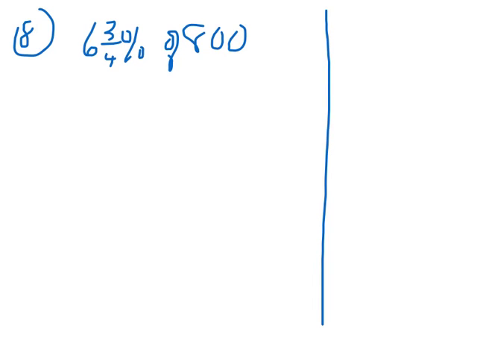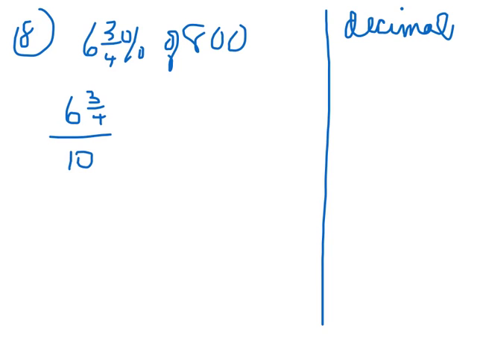8, the problem was 6 3/4% of 800. Okay. Now, I'm going to do this with proportions, and I'll come over here and try to remember to do this with decimals. Okay, the decimal method is what the book calls it. 6 3/4%. What this means is 6 3/4 goes over 100. Now that looks a little funky, right?